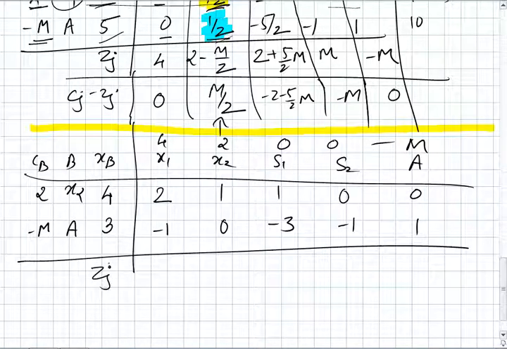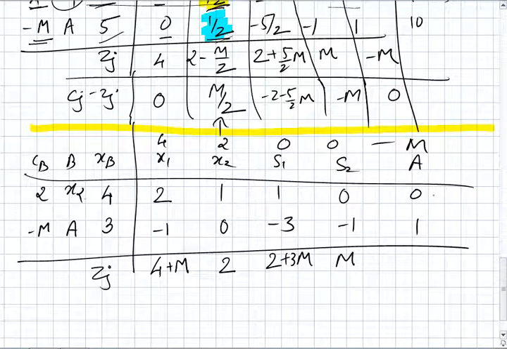Again evaluate Zj. Zj is 2 times 2, that is 4, minus m times 3, so plus 3m. 2 times 1 is 2, and here it is 0. Then 2 times 1, and that is 2, minus m times minus 3, so plus 3m. 2 times 0 is 0, minus m times minus 1, so m. 2 times 0 is 0, and minus m times 1 is minus m.